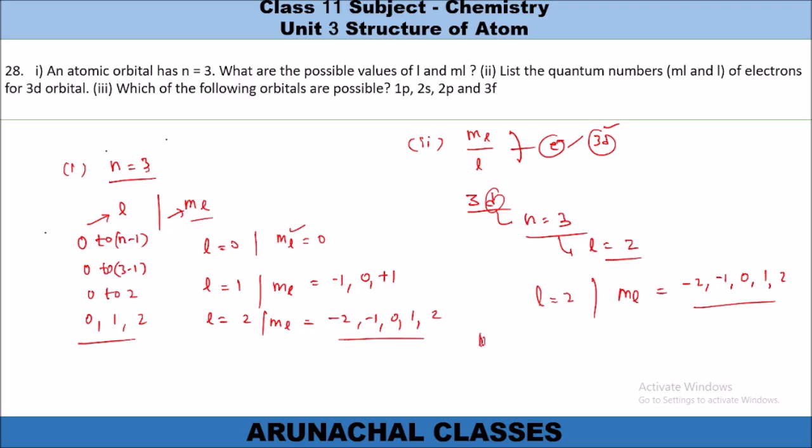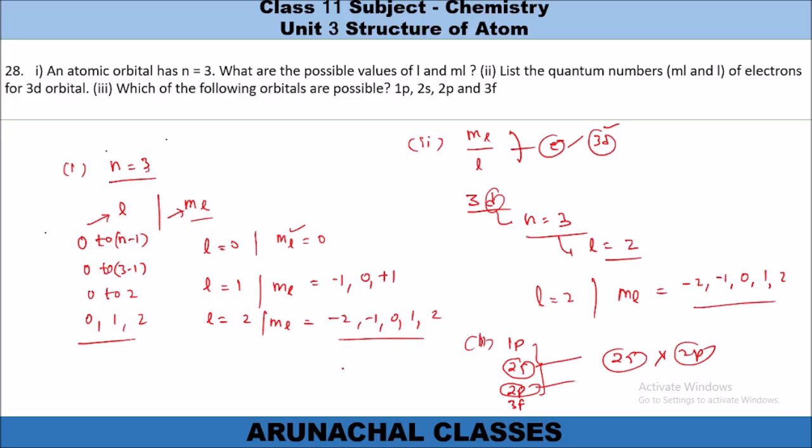In the third part of the question, we can see the question is which of the following orbitals are possible. Here 1p, 2s, 2p and 3f orbitals have been given. So out of these, which orbitals are possible? We can see here 2s orbital is possible and your 2p orbital is possible. So 2s and 2p orbitals are possible. This 1p orbital is not possible, and 3f orbital is also not possible.